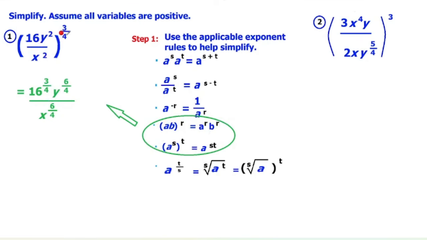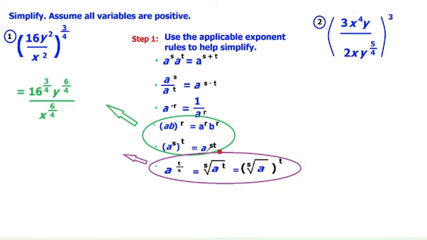Over here, 16 just gets multiplied by 3/4. So we're using this property here, okay? And then we have y squared, and we multiply it by 3/4, and it becomes 6/4. So we are applying this rule here. And similarly, for the x squared in the denominator, when we multiply it by 3/4, this exponent becomes 6/4. Okay?